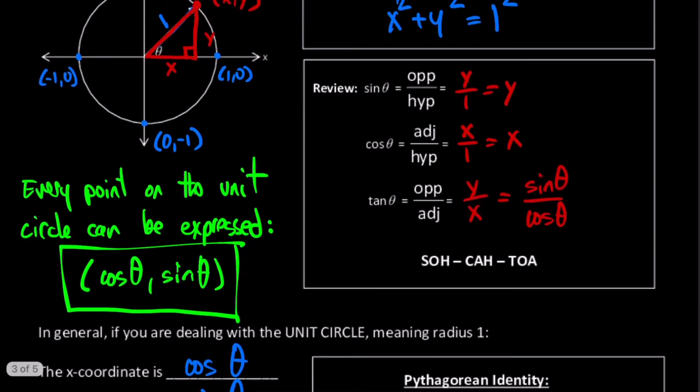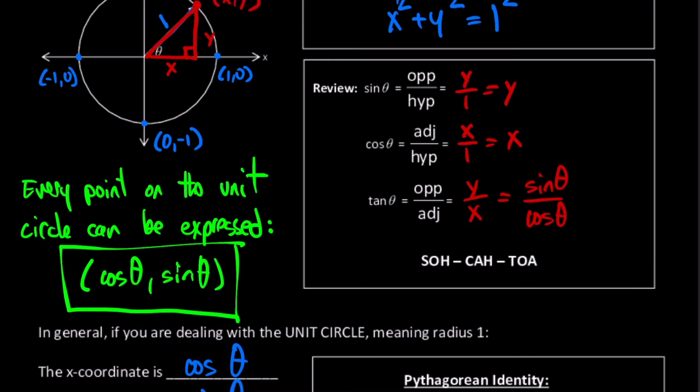So when I say theta, I'm talking about this angle right here. The angle between your initial side and your terminal side. It could be in quadrant 1, could be in quadrant 3. This would be theta. Could be in quadrant 4. That would be theta. All right, it's just wherever that angle ends up in the unit circle.